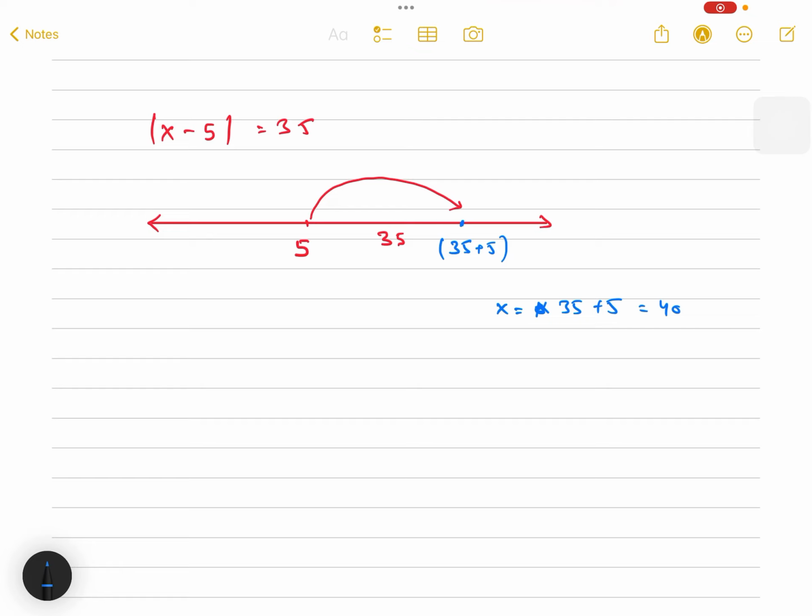No. We can have another possible value of x by positioning our x in the backward direction of 5. And if it is so, we are going to get 5 minus 35, and so the value is minus 30. So we got two values of x. x is equal to minus 30 and x can be equal to 40, and these are our answer.